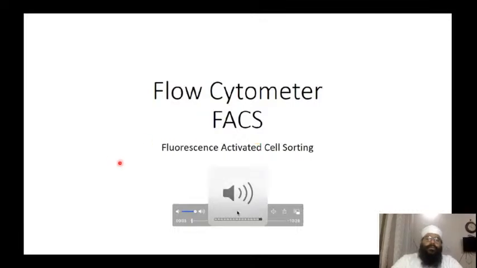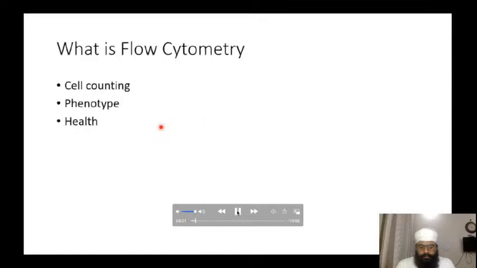In this video, I'm going to speak about a very interesting mechanism called the flow cytometer and FACS. I did two videos, so in this video I'm going to cover specifically the flow cytometer, and in the next video the FACS mechanism, fluorescence activated cell sorting. Let's start with the flow cytometer. A flow cytometer is a cell counting mechanism, used to count the cells and to analyze the phenotype and the health status of the cell.